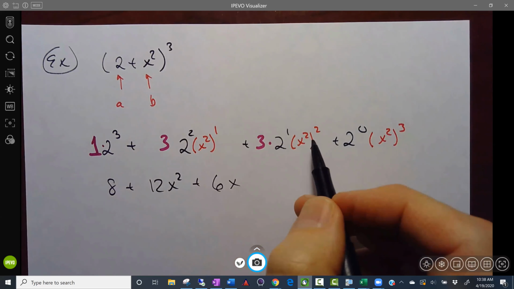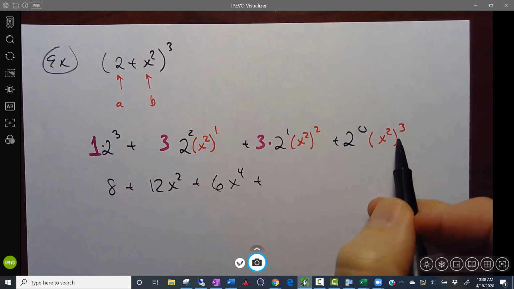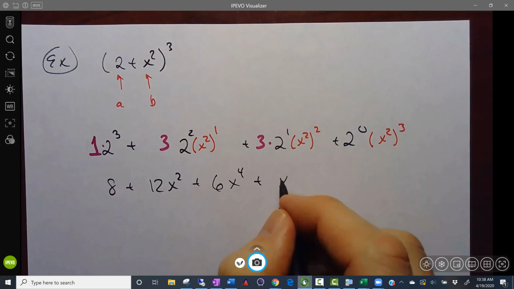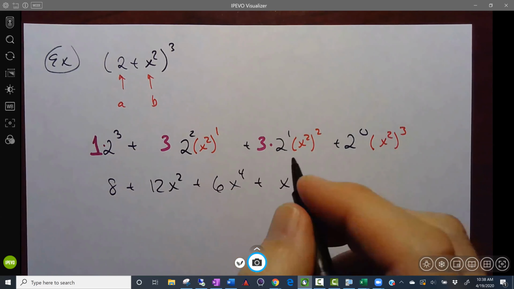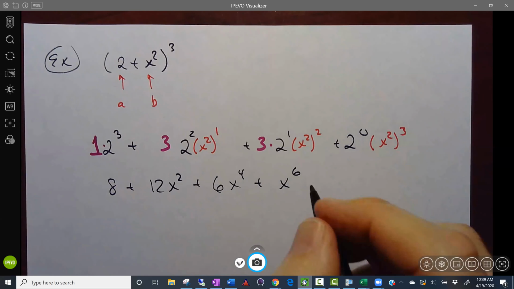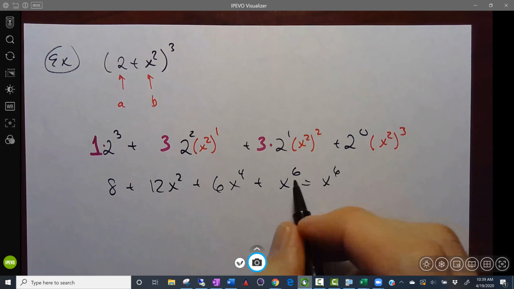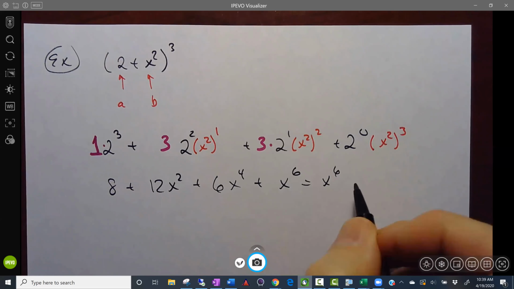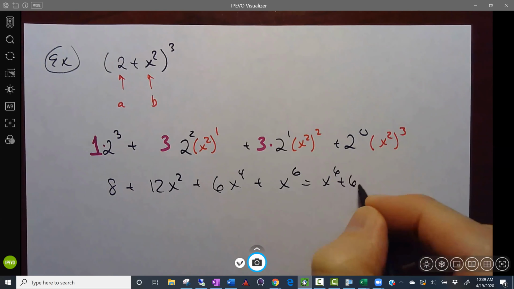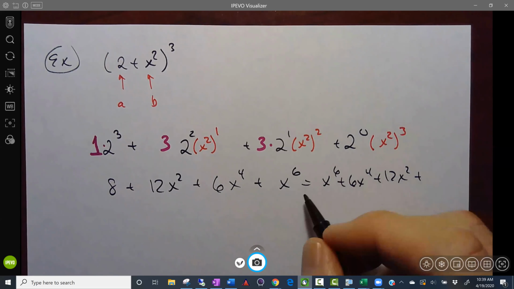Now, here's the big question for you. Do you add these or do you multiply them? In this case, it doesn't make any difference, but over here it does. So should it be x to the 5th or x to the 6th? Well, if you said x to the 6th, you're right. Good job. Now, if you were to look up your answer in a book or in WebAssign, they would probably list it in decreasing order. So they'd write x to the 6th plus 6x to the 4th plus 12x squared plus 8.